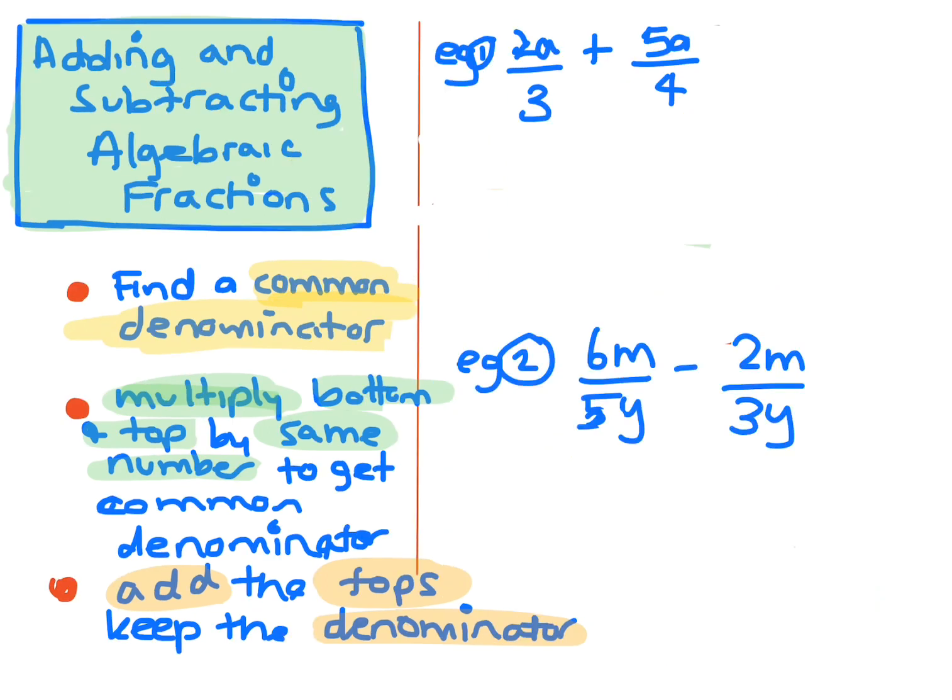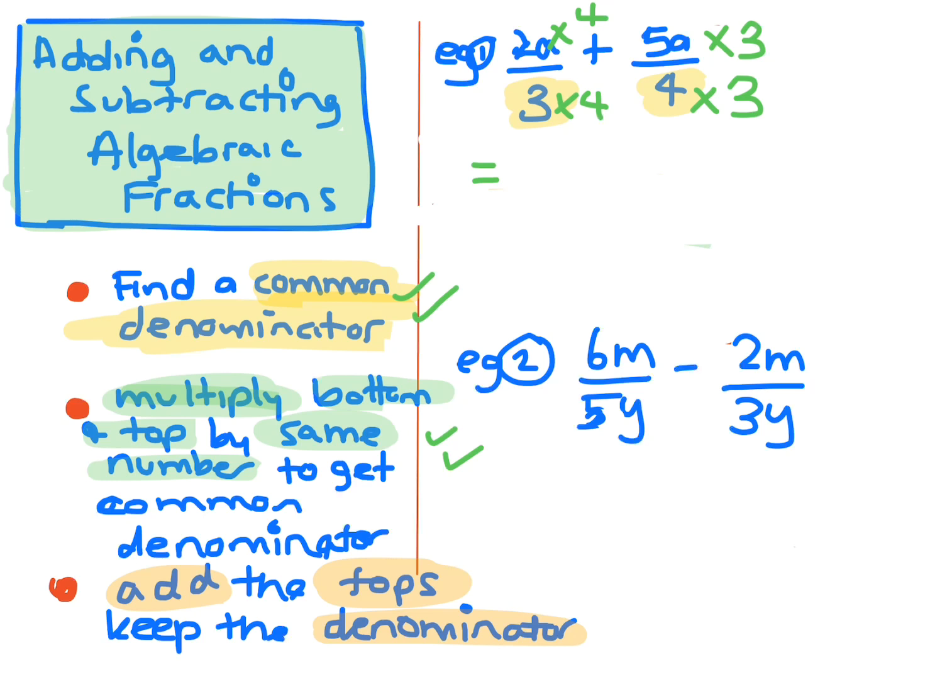Okay, so we're going to do the same thing. We're just going to do it with algebra in there. So if you look at these denominators here, you've got the 3 and you've got the 4. So what do 3 and 4 both go into so that we can get a common denominator here? If you multiply this one by 4, you get 12, and this by 3, you get 12. Then that's doing that part. The second part, multiply the bottom and the top by the same number to get a common denominator. So we've multiplied the bottom here by 4, multiply the top by 4. We've multiplied the 4 by 3, so multiply the top by 3.